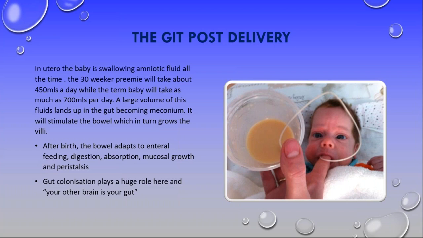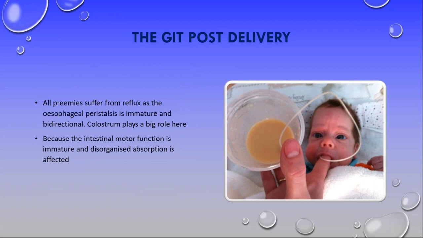All babies, all preemies, suffer from reflux, as the esophageal peristalsis is still immature and bidirectional. And it stays bidirectional, because that is why when you are nauseous, you are able to vomit. Colostrum plays a huge role here. And because the intestinal motor function is immature and disorganized, absorption can be affected. Now, it's very important that we start feeding the babies as soon as we possibly can, as it gives them a greater amount of protection. And at the end of this first block, I will discuss what reflux actually looks like and why it is problematic in the neonatal unit.